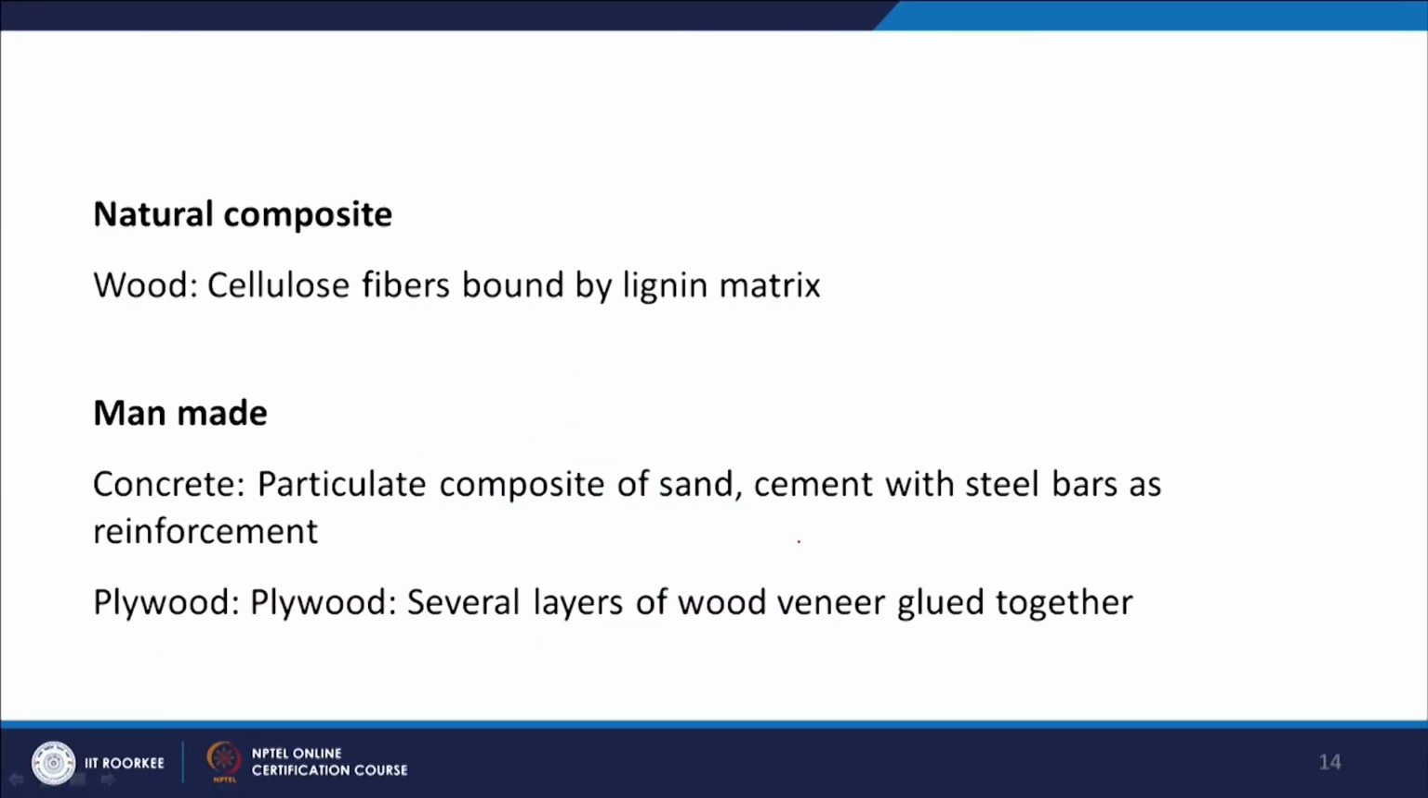Whereas in composites there is no in situ reaction, we add two different constituents. Macroscopically, which you can easily manipulate, you then make a composite of two different constituents. Some examples of natural composites: one is wood, which contains cellulose fibers bound by a lignin matrix. So you have two different constituents coming together to make wood.